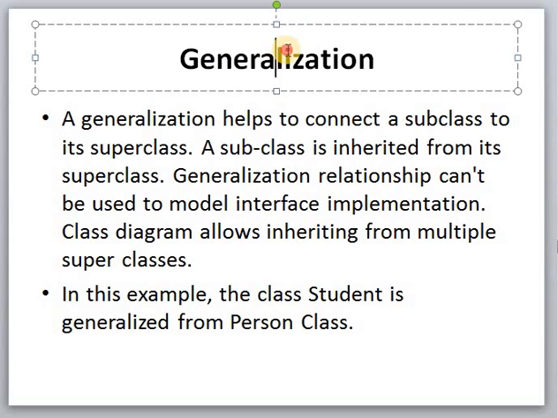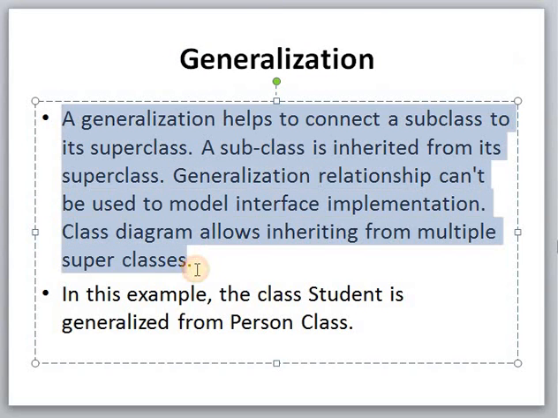So next we will discuss the generalization relationship in a class diagram. A generalization helps to connect a subclass to its superclass. A subclass is inherited from its superclass. Generalization relationship cannot be used to model the interface implementation. A class diagram allows inheriting from multiple superclasses.